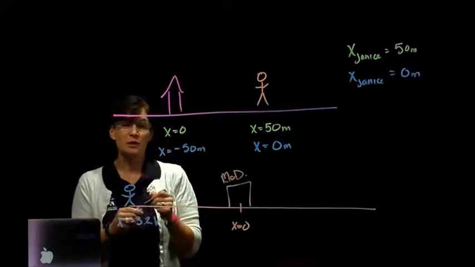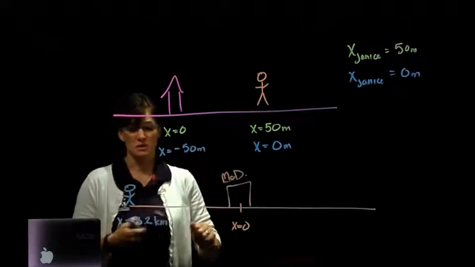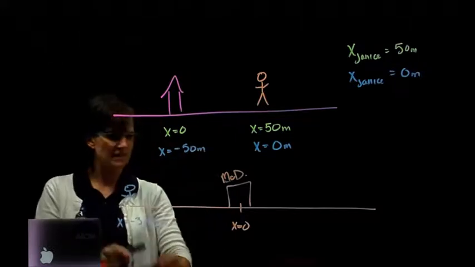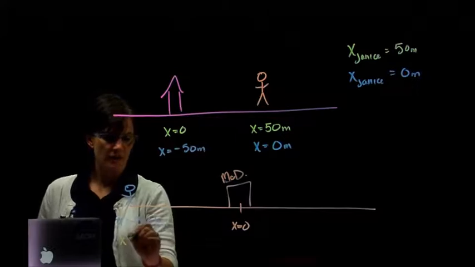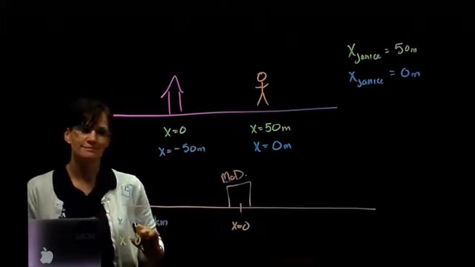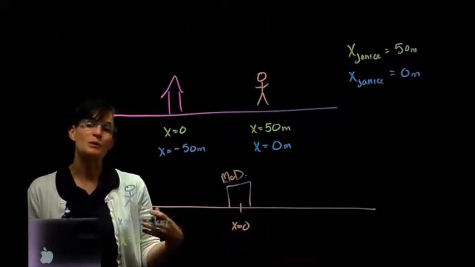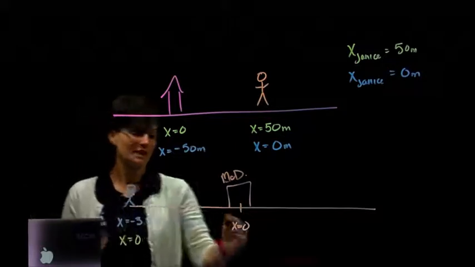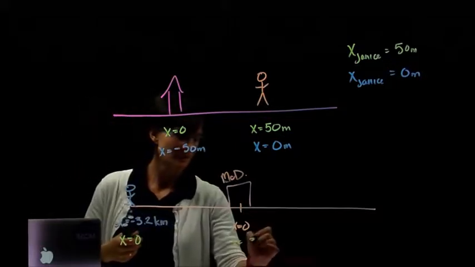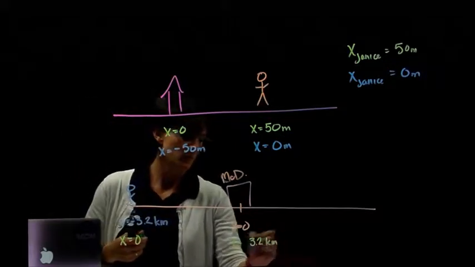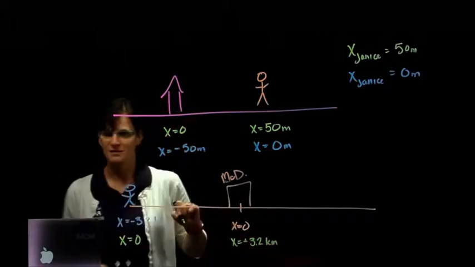How would this diagram look if I said Manuel was the origin? Well, similar to our previous example, I could define Manuel at the origin. McDonald's now is 3.2 kilometers to the right. So McDonald's is at a positive.